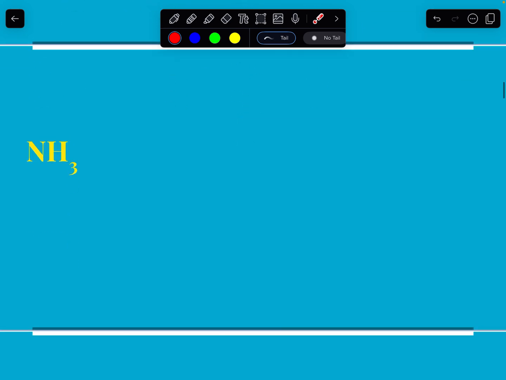All right, let's try NH3 here. Our nitrogen will be our center atom. We've got 3 hydrogens, so I'm going to go 1, 2, 3. Looking at the periodic table, nitrogen comes with 5 valence, so I'm going to go 1, 2, 3, 4, 5. Hydrogen each comes with 1, so each gets 1 dot.